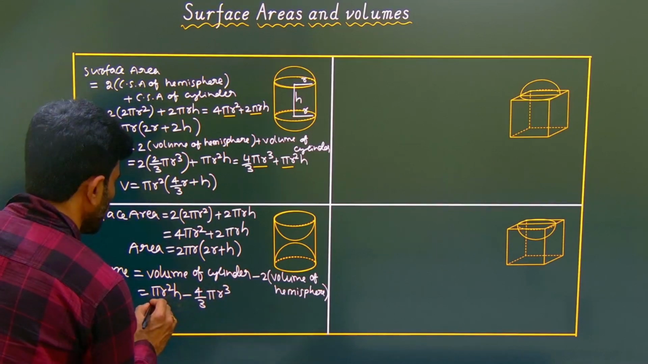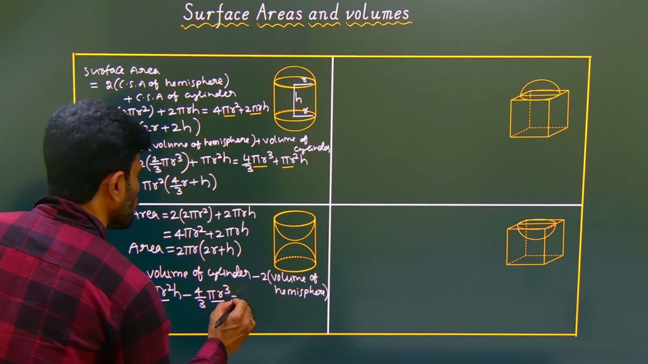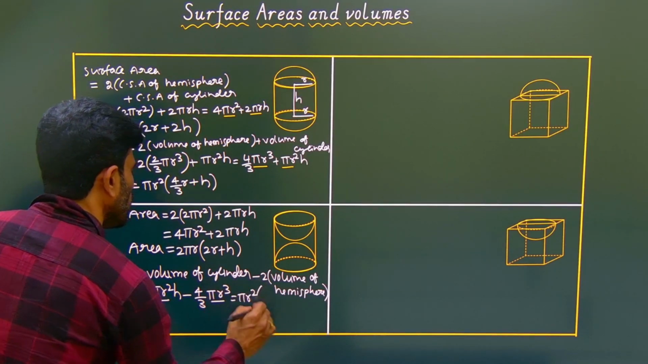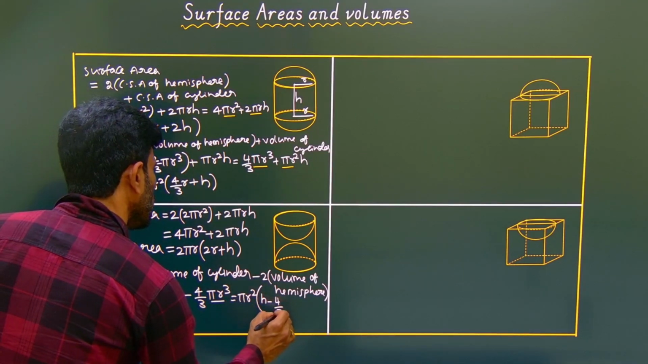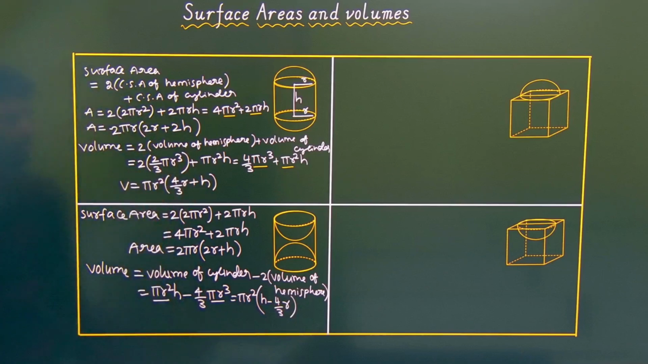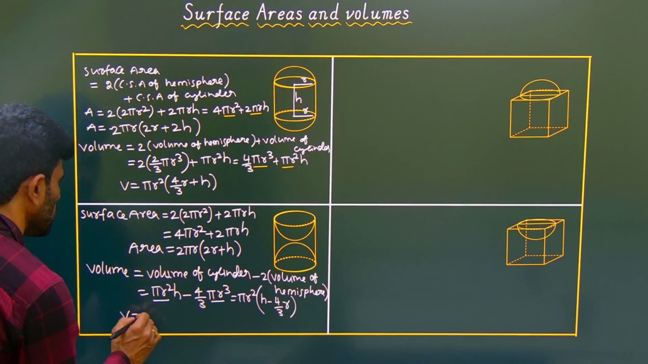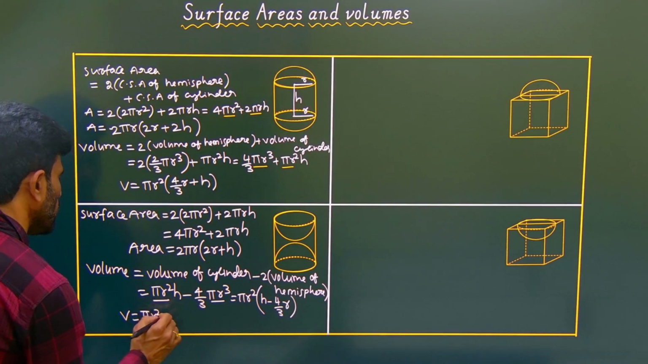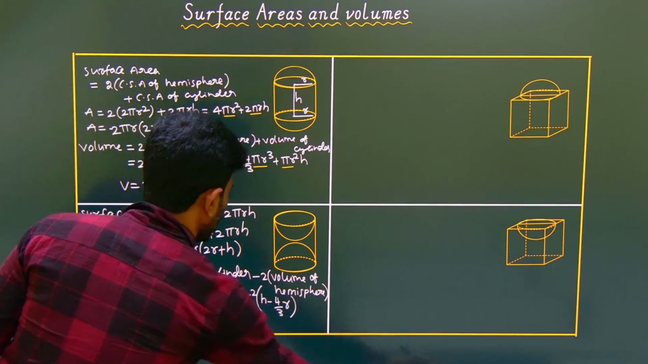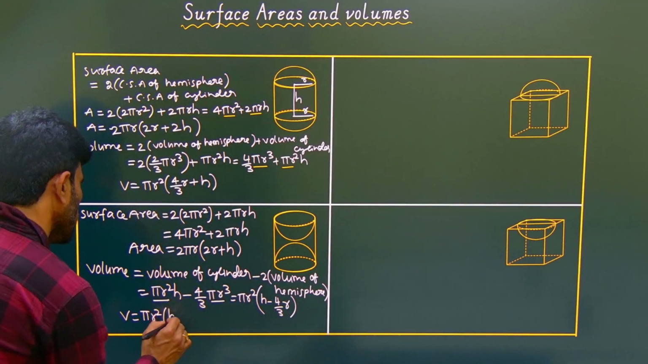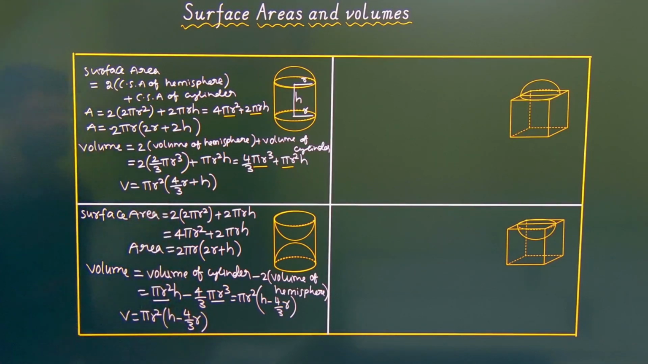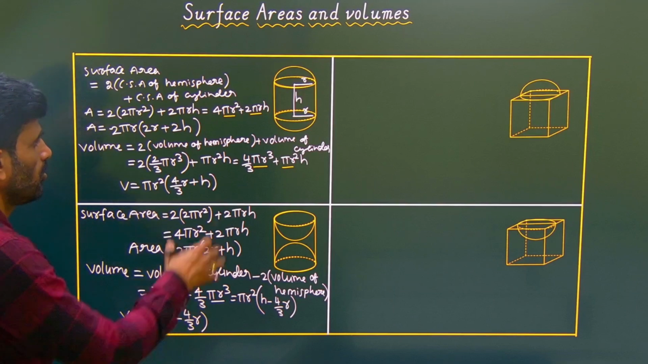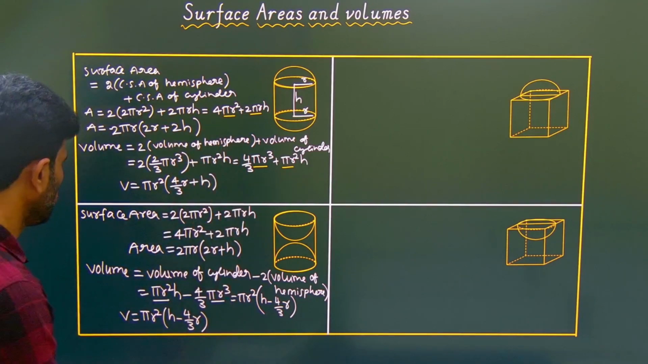From these two, what can you take common? Pi r square we can take common. So it is pi r square into, what will be left? h minus 4 by 3 r. So same there, h plus 4 by 3 r, here h minus 4 by 3 r. So volume is equal to pi r square into h minus 4 by 3 r. This is about the surface areas and volumes of these two solids.